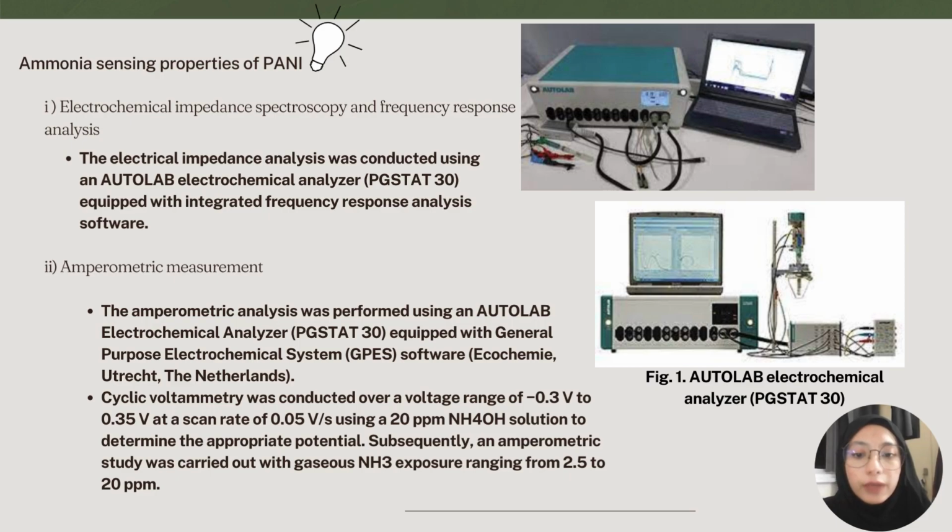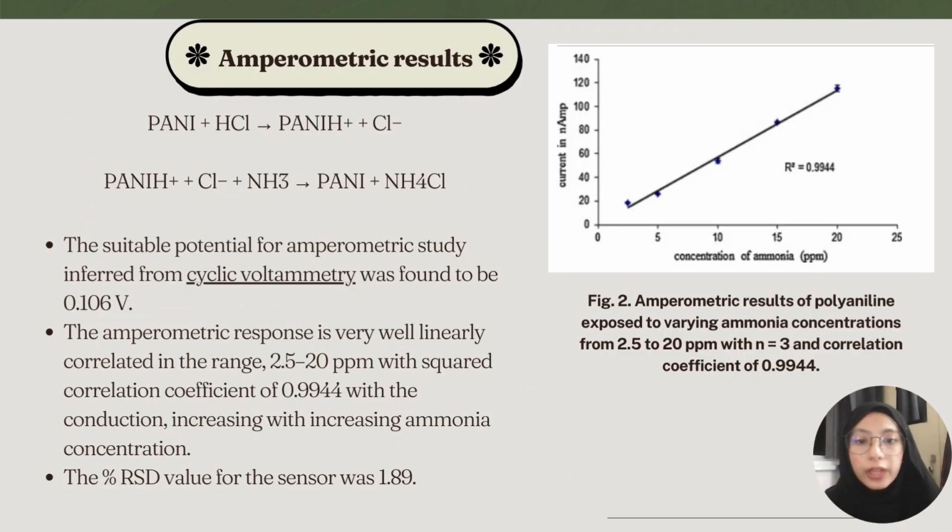Cyclic voltammetry was conducted over a voltage range between negative 0.3 volt to 0.35 volt at a scan rate of 0.05 volt per second, using 20 ppm of NH4OH solution to determine the appropriate potential. For the amperometric result, we have two equations: PANI reacts with hydrogen chloride to produce PANI with chloride, and then the product of the first equation reacts with ammonia and produces PANI with ammonium chloride.